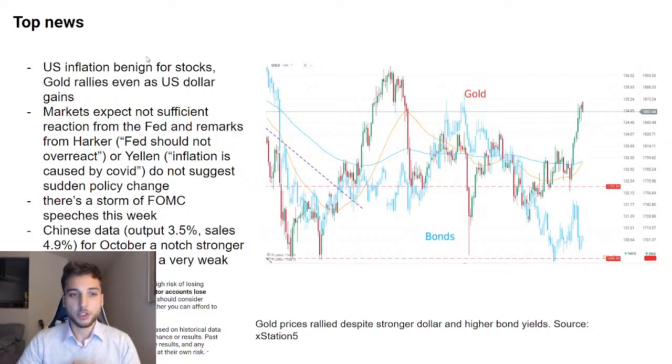US inflation so far has been benign, so positive for stocks. Gold rallies, even though the US dollar has been moving up. We've seen the US dollar push other currency pairs significantly down today, with EUR/USD ranging around 1.13. We haven't seen that level in quite some time.